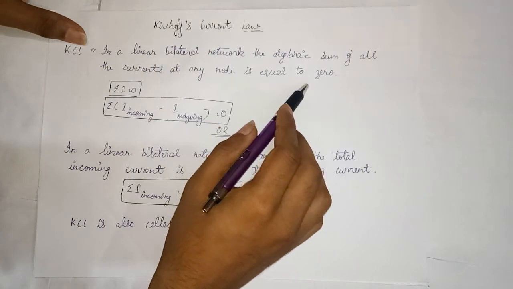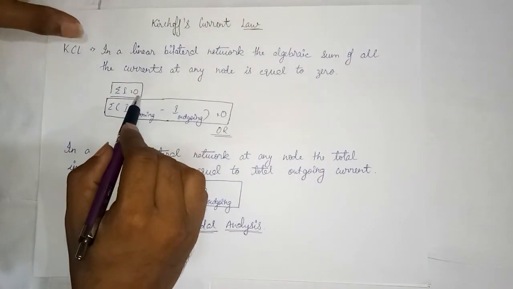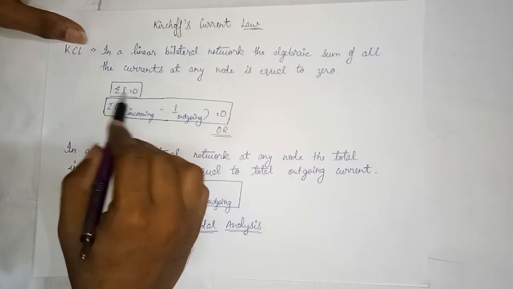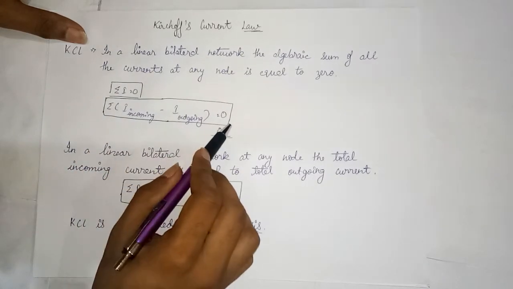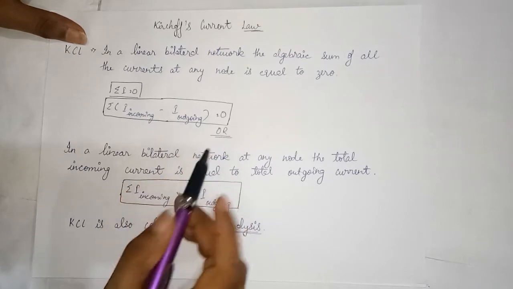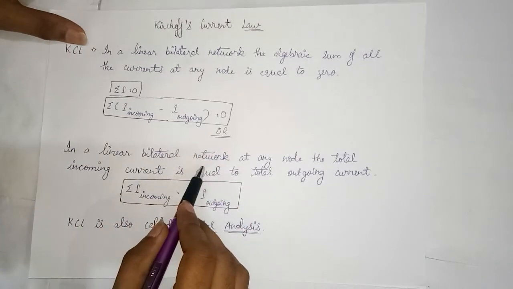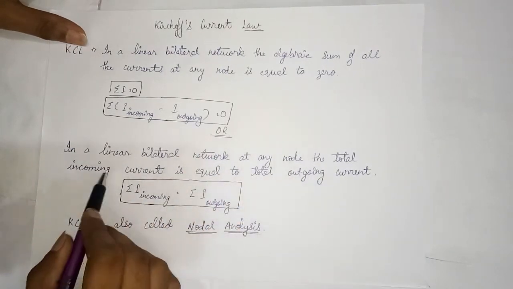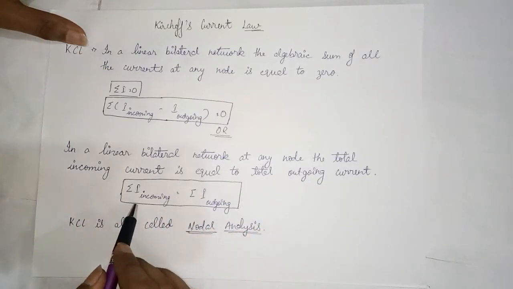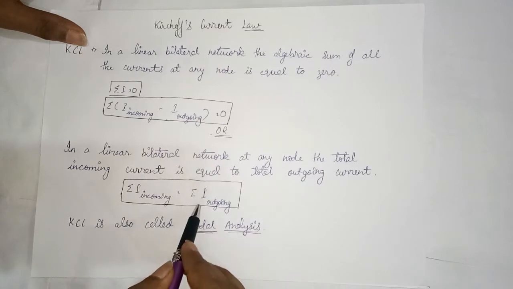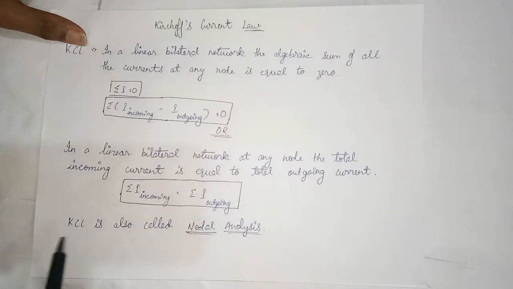What does it mean? It means summation I is equal to 0, or to elaborate this formula I can write I of incoming minus I of outgoing equal to 0. I can also say in a linear bilateral network at any node the total incoming current is equal to the total outgoing current, that is, summation of total incoming current is equal to summation of total outgoing current, and this law is also called nodal analysis.